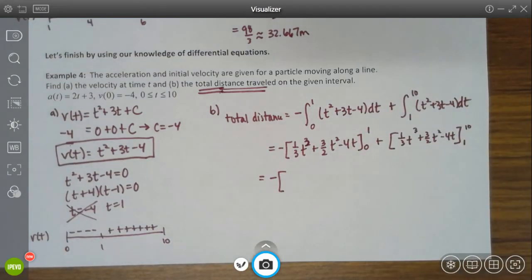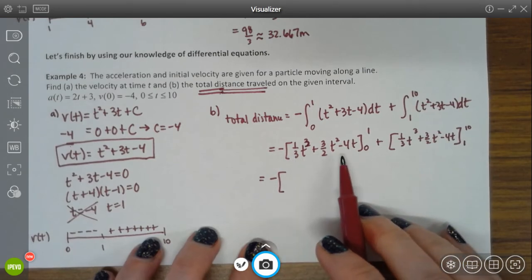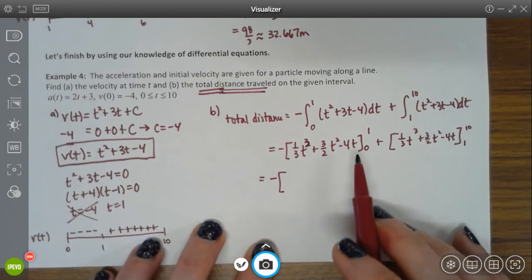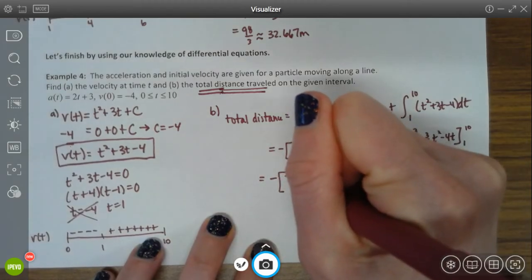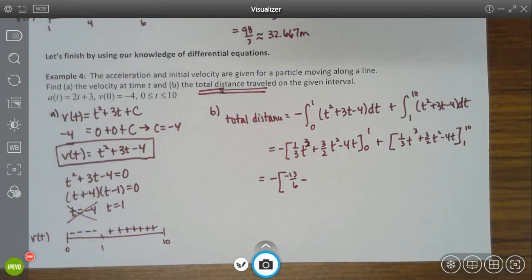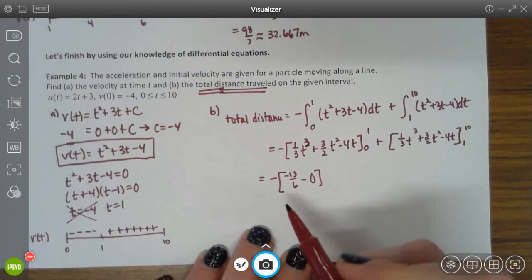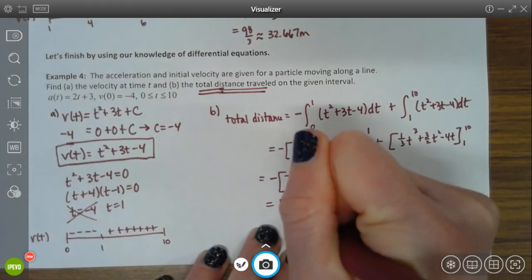All right, so once again, relying on my good old friend, the calculator, I'm going to go into this function, replace all those t's with 1. And when I did that, I got -13/6. Replace all those t's with 0. Well, that's nice and easy. I don't even need my calculator. That's 0. This is going to turn that negative around to a positive 13/6.